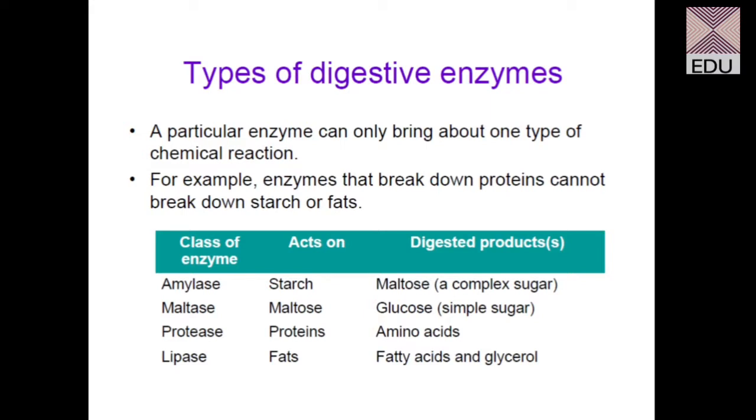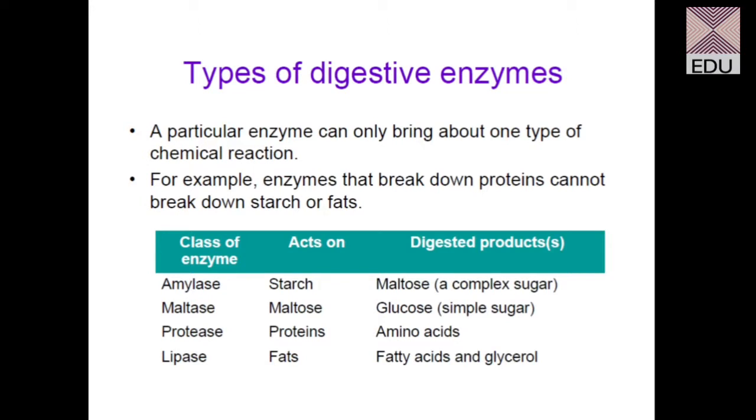One enzyme that is catalyzing a single reaction is meant for that particular reaction. No other enzyme can act on that particular reaction. So we can say that enzymes are specific in nature. For example, the enzymes that break down proteins cannot break down starch or fats. So that means we need all the types of enzymes for the breakdown of carbohydrates, proteins and fats.